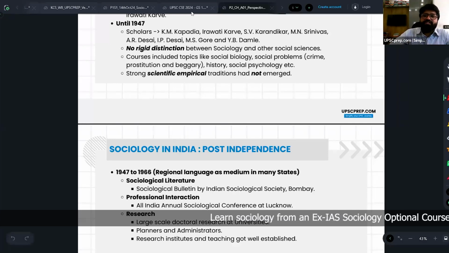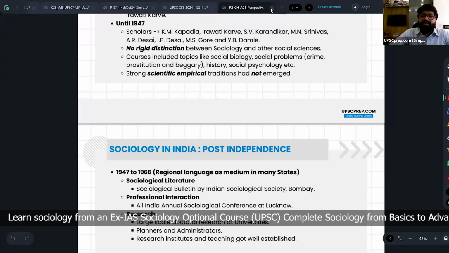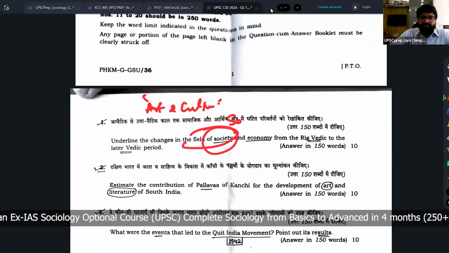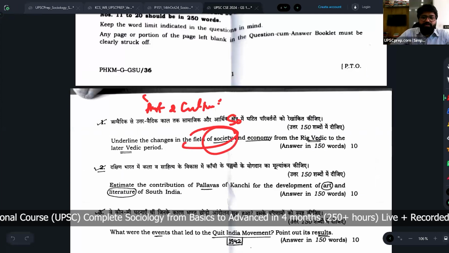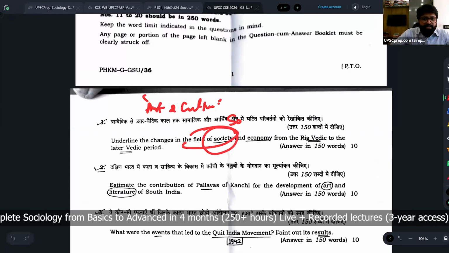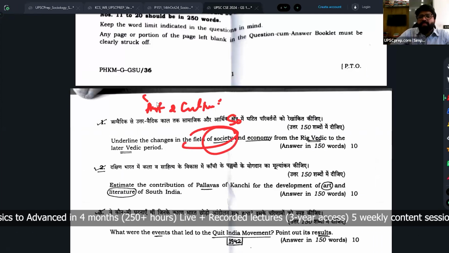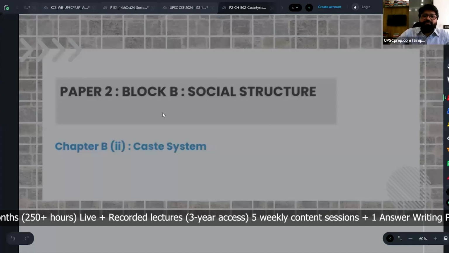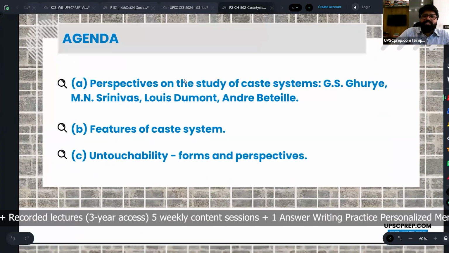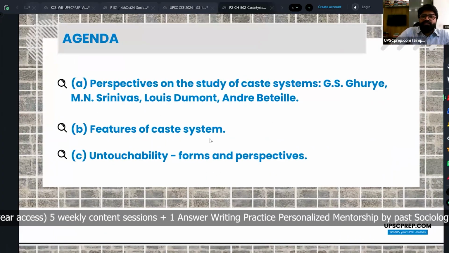And when we discuss topics like, if not this chapter, let me open a topic like your caste system, which we are going to discuss. So in paper 2, what will we discuss in the caste system? These are the aspects. So look at the kind of syllabus features of the caste system.